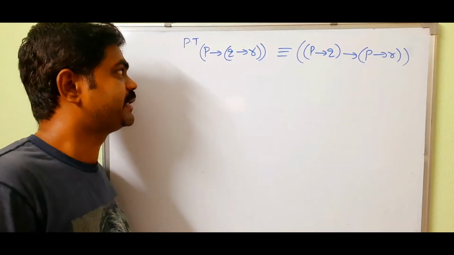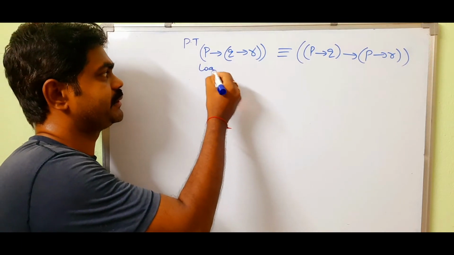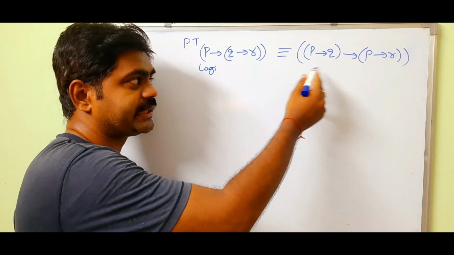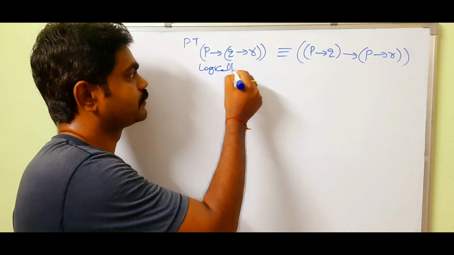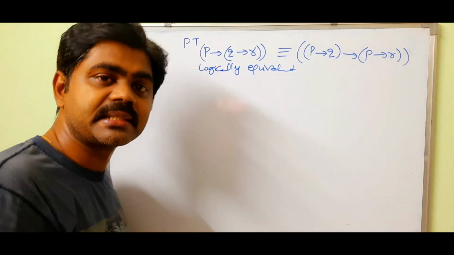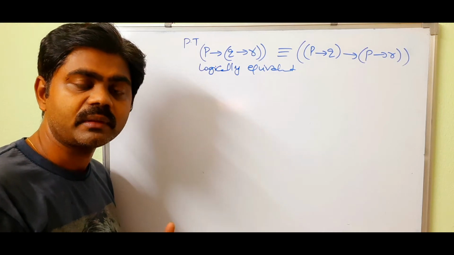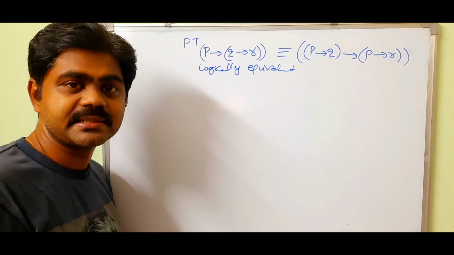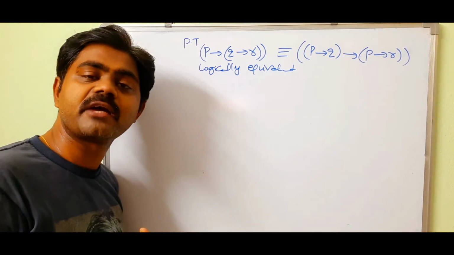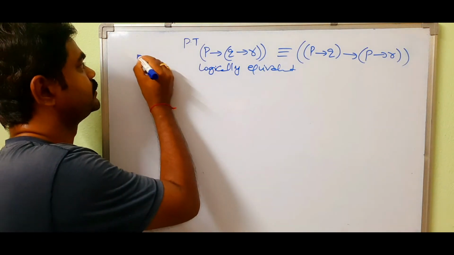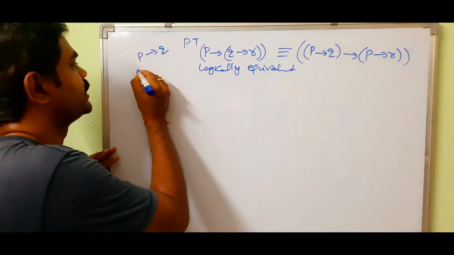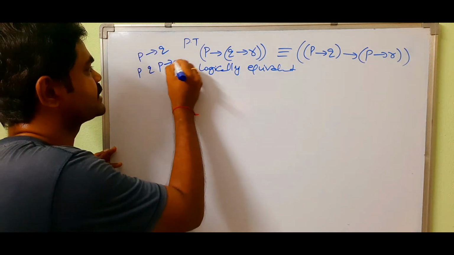Okay. So if you see the problem here, prove that P → (Q → R) is logically equivalent to (P → Q) → (P → R). So we need to show that these are logically equivalent. So what is P → Q? Okay, so it's implies. So P → Q means P implies Q. So first we will see the truth table of P implies Q.